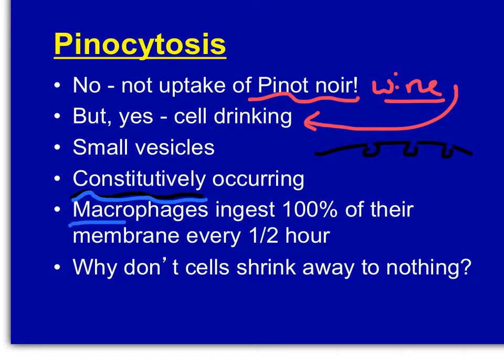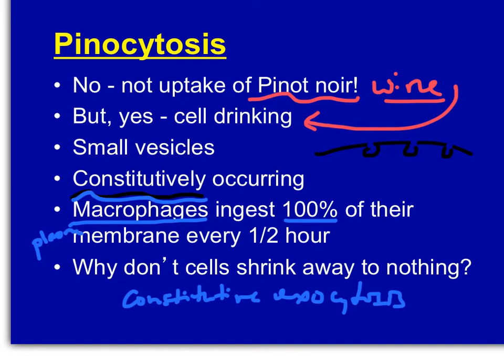And macrophages, which is one of the most important cells in your immune system, look at this. They can take up 100% of their plasma membrane, so this is plasma membrane, every half hour. That means that in order for the plasma membrane not to shrink, you have to have constitutive exocytosis occurring as well. And so the balance between exocytosis and endocytosis allows for cells to maintain their shape and their size.